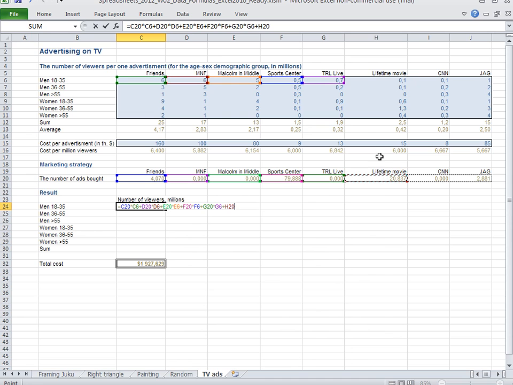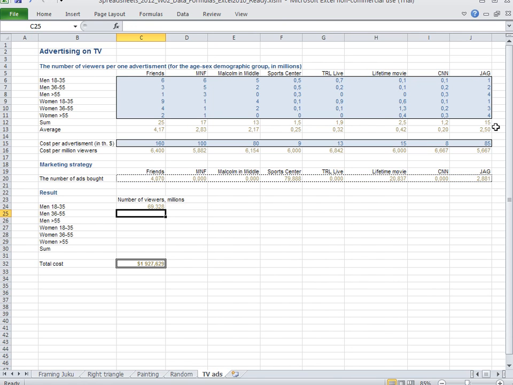20 from Lifetime Movie times 0.1 plus 0 from CNN times 0.1 plus 3 from JAG times 1. Okay, and it turns out that if we enter this formula, we get 69,328 million such male viewers. Okay, so that's how we calculate it. Now the next trick we can do is we can actually copy all the other age sex groups, men, women, younger and older ones, from this formula.